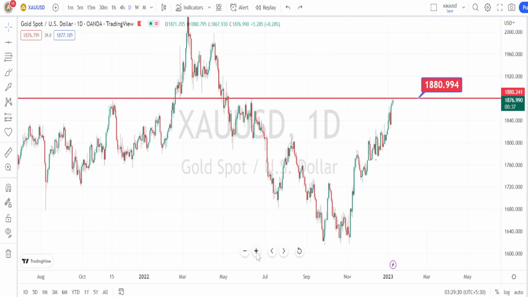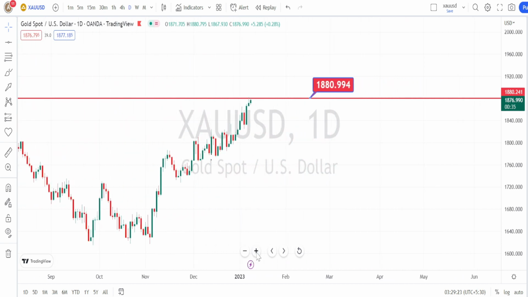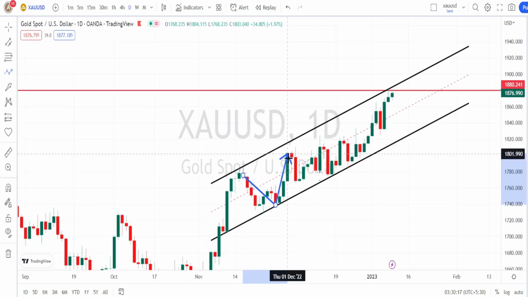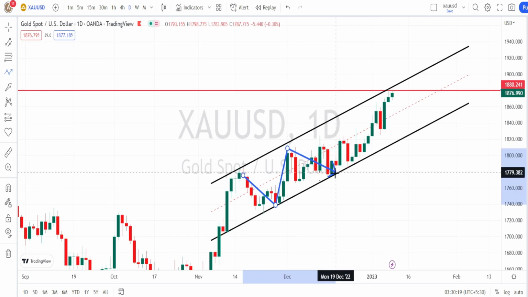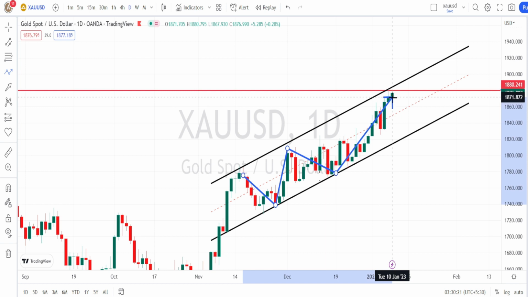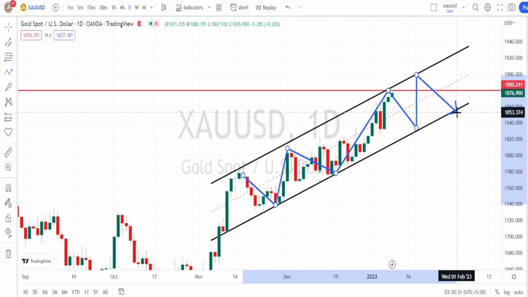To make it easier, I'm going to draw a channel pattern connecting the previous highs and lows of the price action. Based on this parallel line or the bullish channel pattern, it is very clear that the current trend of the price action is still in a bullish trend as long as it is trading within this bullish channel pattern.